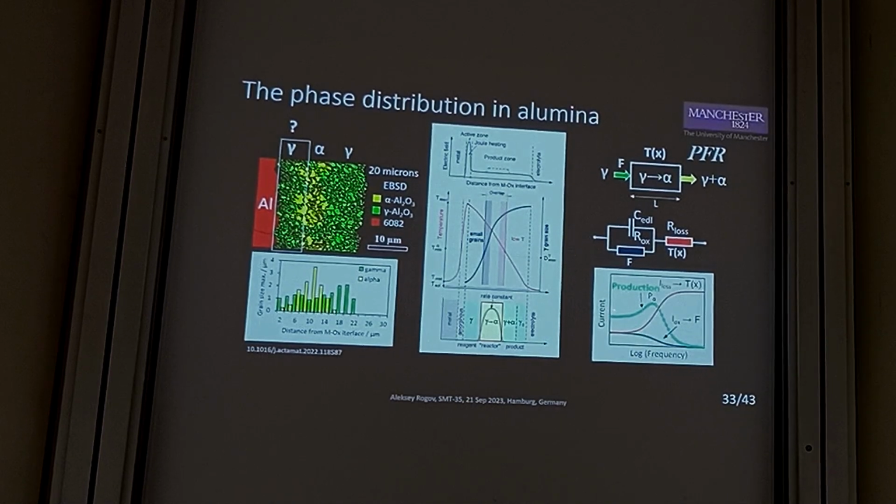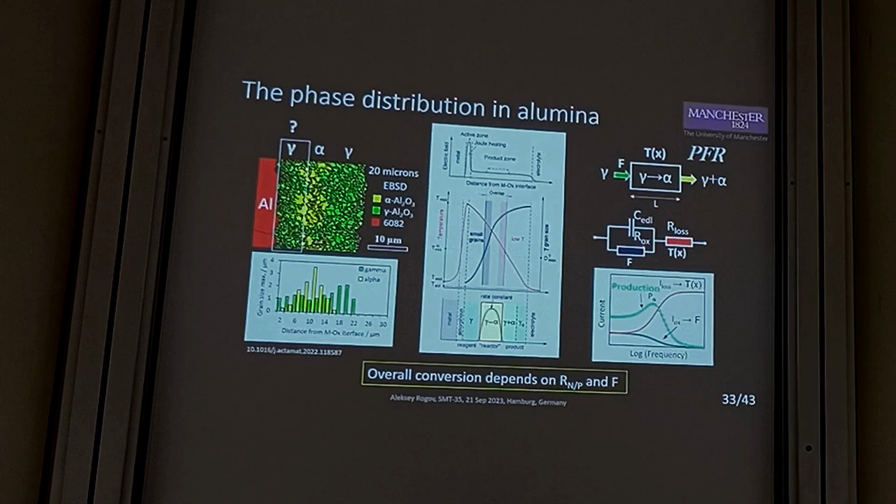And the idea is that we should have a maximum at a certain frequency which provides the maximum conversion of the gamma phase into alpha. As a result, we have two fundamental parameters here: the R factor or current ratio, which is responsible for the geometry of this reactor, and the frequency, which is responsible for the energy dissipation within this reactor.